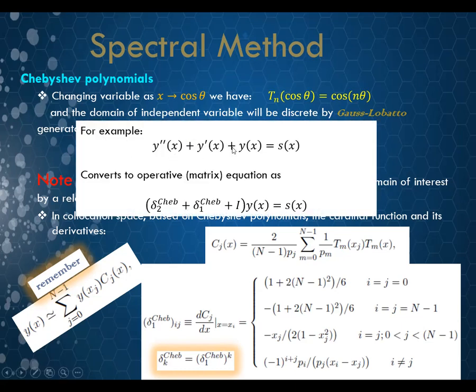For example, if you have this form of a given differential equation, the operator form of that is the second derivative matrix plus 2 times the first one, plus 2 times the n cross n square identity matrix, acting on a column matrix of y(x), equals a column matrix of s(x). So the differential equation converts to a matrix equation and could be solved more easily.